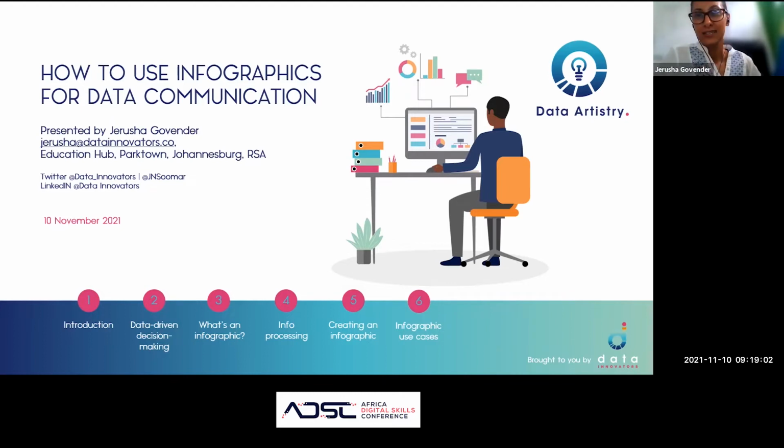And this is quite important, especially as data people, often we focus on the data elements, but actually just the considerations we need to make around how, as humans and users of data, we process information, and this influences how we need to present information. Then we'll talk about creating an infographic and the steps that you could follow to actually create an infographic yourself. And then lastly, I'll share a few infographic use cases.